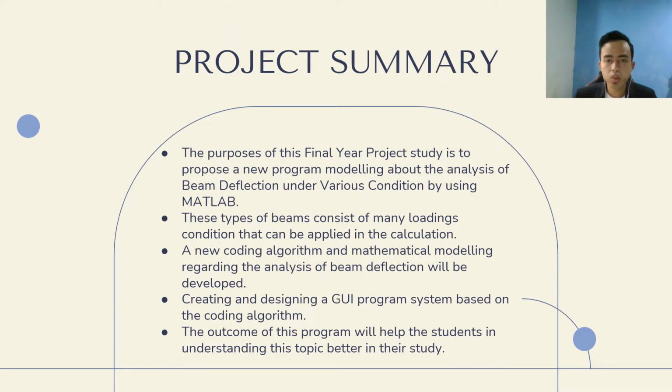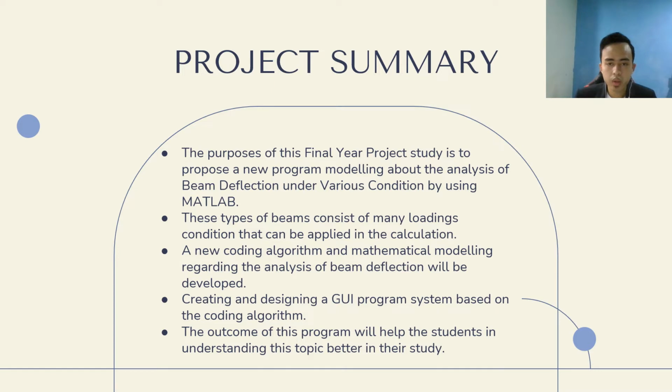As a final year student, it is a requirement to do a final year project under the subject MEC601. For the final year project 1, the project proposed is an analysis of beam deflection under various conditions using MATLAB software. The analysis of beam deflection will be focusing on two different types of beam conditions, simple supported and cantilever beam. This type of beam consists of many loading conditions that can be applied in the calculation.